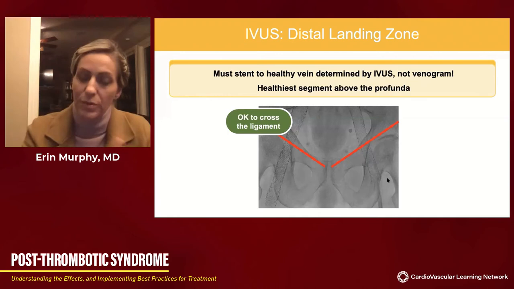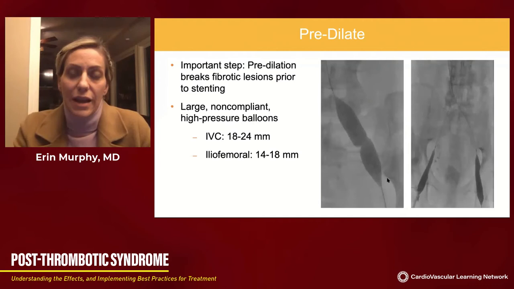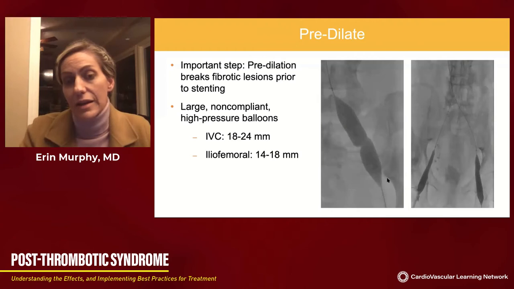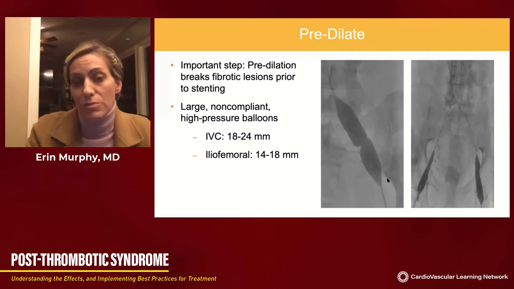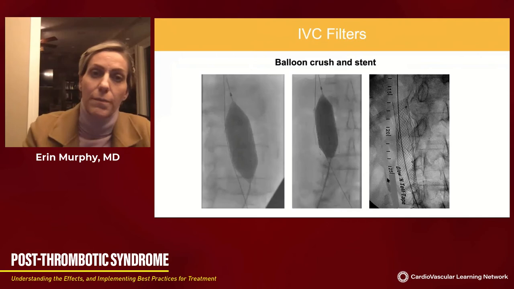You want to pre-dilate all the disease. This is the most important step to treating this and resolving this fibrotic scarring in the vein. You actually need quite large non-compliant high-pressure balloons. In the iliac veins, generally 14 to 18 millimeters, depending on the patient. In the IVC, up to 24 millimeters. You can balloon crush and stent across IVC filters.